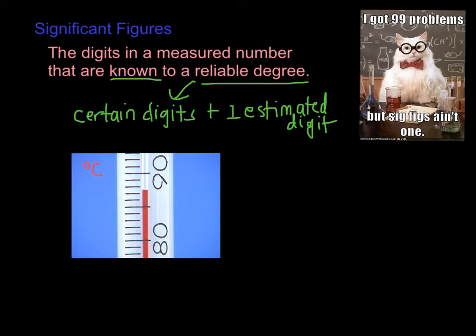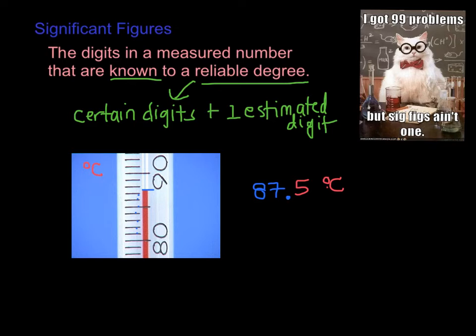So we know that our certain digits are the digits that the thermometer reading goes past. So it goes past 80, 1, 2, 3, 4, 5, 6, 7. So we know that our certain digits are 87, and then that thermometer reading is about halfway between the 87 and the 88, and so we're going to estimate a final digit. So I would say that looks about 87.5. You may say it's 87.6 or 87.4, whichever, it doesn't matter. And then, of course, degrees Celsius is our unit.